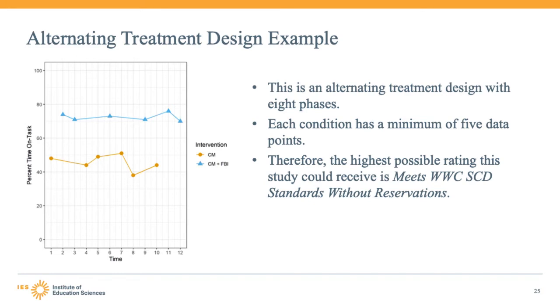The first CM plus FBI phase occurs at times 2 and 3. The second CM plus FBI phase occurs at time 6. The third occurs at time 9, and the fourth phase occurs at times 11 and 12. Thus, the CM condition in this alternating treatment design has 6 data points, and the CM plus FBI condition also has 6 data points. Thus, because this alternating treatment design has a minimum of 5 data points per condition and has no more than 2 consecutive data points in any phase, the highest possible rating this study could receive is meets WWC SCD standards without reservations.